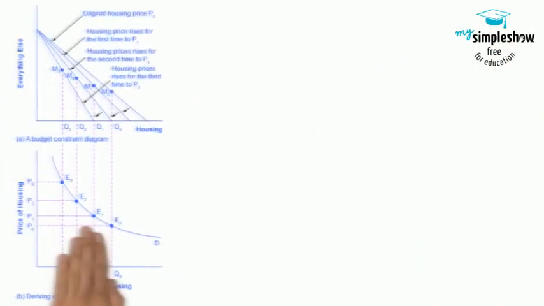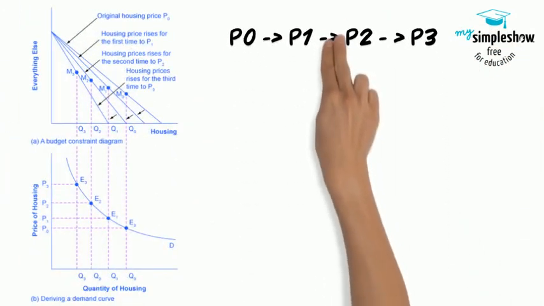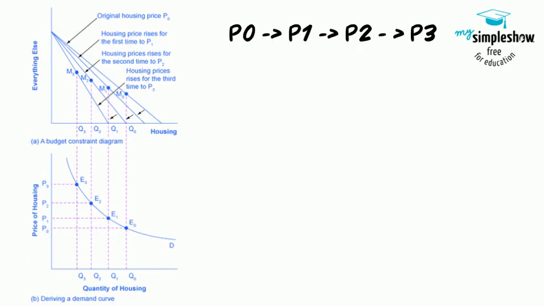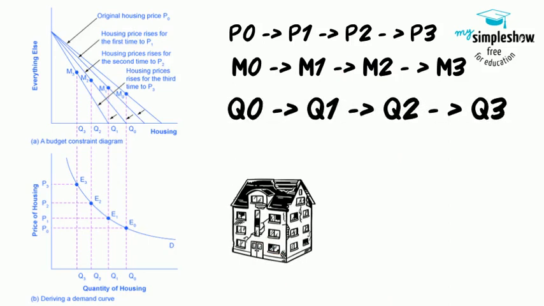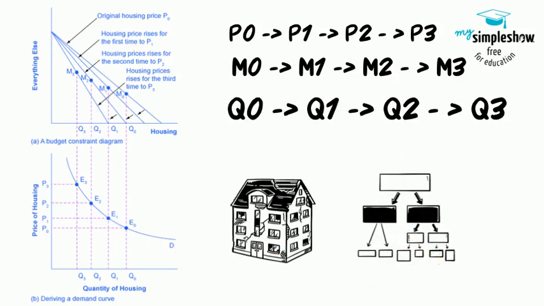The foundations of a demand curve: as the price increases from P0 to P1 to P2 to P3, the budget constraint on the upper part of the diagram rotates clockwise. The utility maximizing choice changes from M0 to M1 to M2 to M3. As a result, the quantity demanded of housing shifts from Q0 to Q1 to Q2 to Q3.